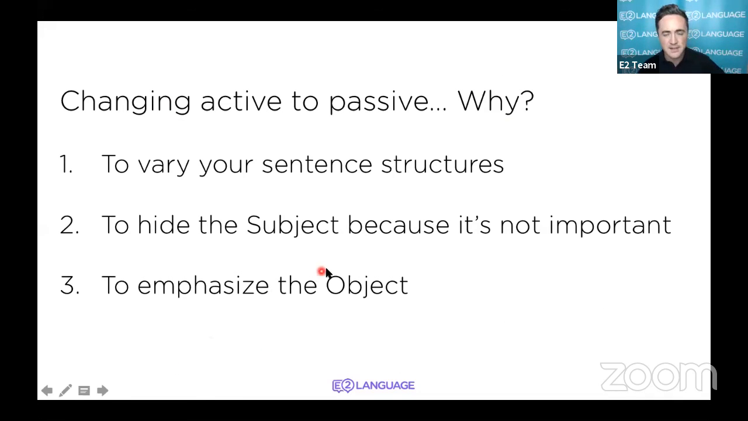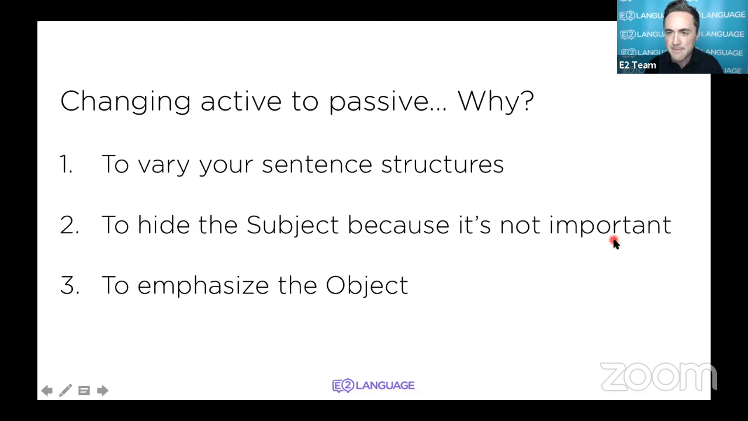Why do we change active to passive? Well, you do it to vary your sentence structures. You do it to show the examiner or the PTE computer that you're very clever, that you don't just know how to write active sentences, you also know how to write passive sentences accurately. But sometimes we have to change an active to a passive. Sometimes we just have to do it. Why? Because we want to hide the subject because it's not important, right?